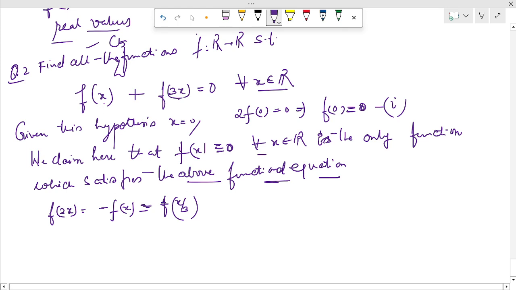If I just write y by 3 here, so f(y) plus f(y/3). So basically f(y) will be equal to minus f(y/3). So minus here and again minus, this will be plus, and this will be minus f(x/3^2).